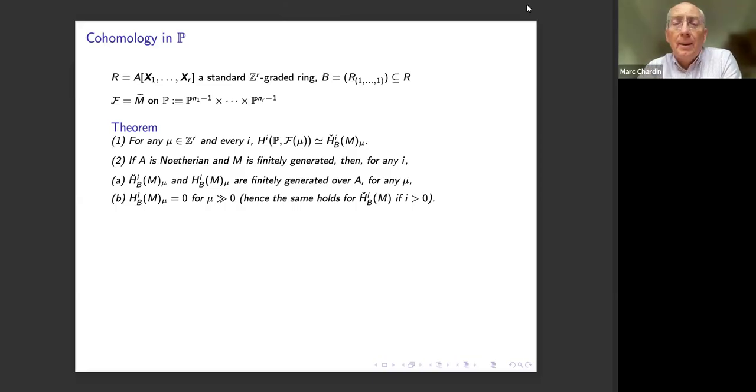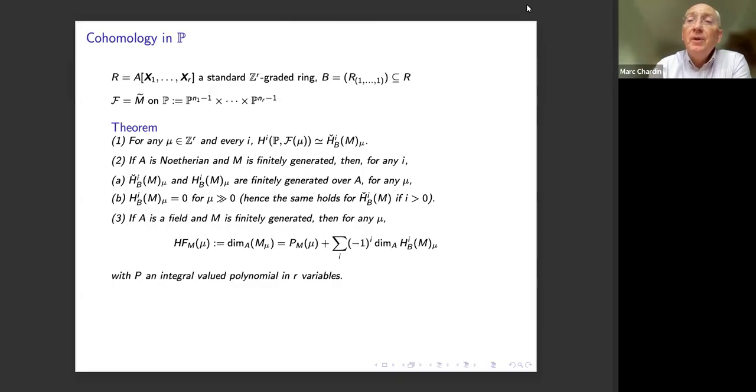You also have properties that are classical properties of one projective space: if your ring is Noetherian and the module is finitely generated, then the Čech cohomologies and the local cohomologies in every degree are finitely generated over A. So all the graded pieces are finite over A. And if you look at the local cohomology in degree high enough, this will be 0. This could be seen as a consequence of Serre vanishing. And the same holds for the Čech cohomology if you have a positive index, as a consequence.